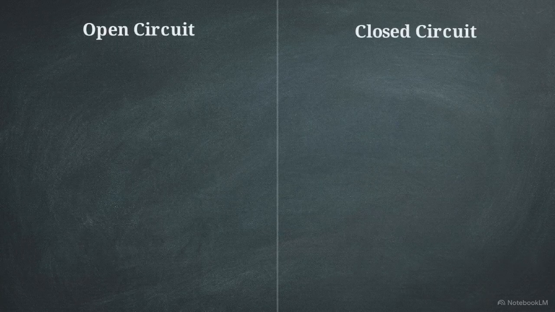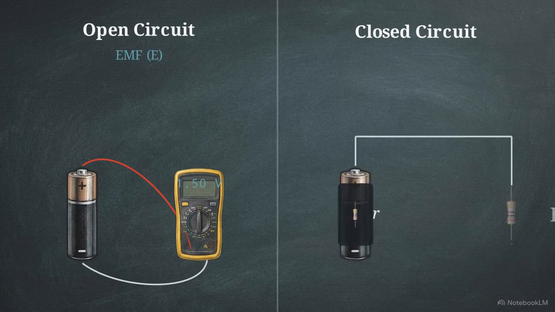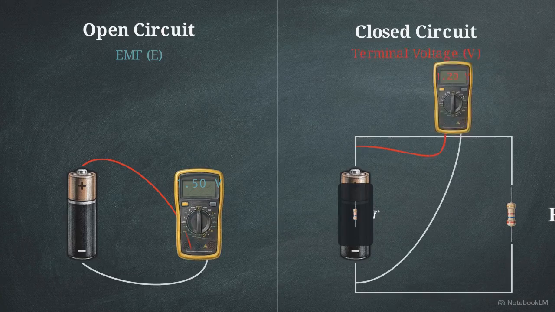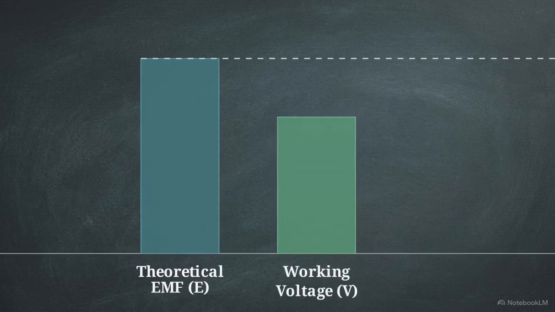Let's compare these two states directly. On the left, an open battery measures purely its theoretical EMF. On the right, a closed circuit under heavy load outputs a significantly lower terminal voltage. EMF acts as a theoretical ceiling. The physical presence of internal resistance guarantees that the working voltage during operation will always be lower than that ceiling.